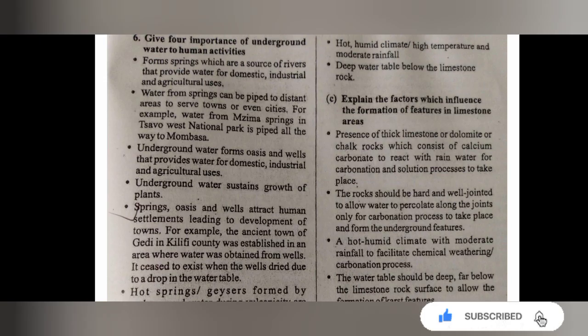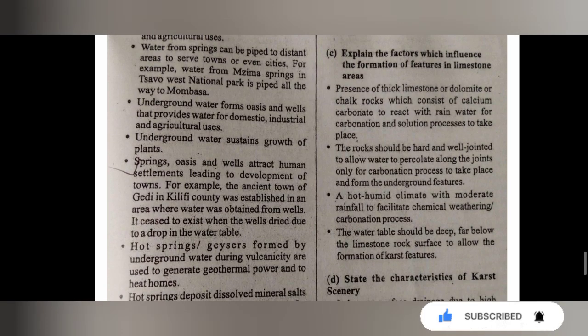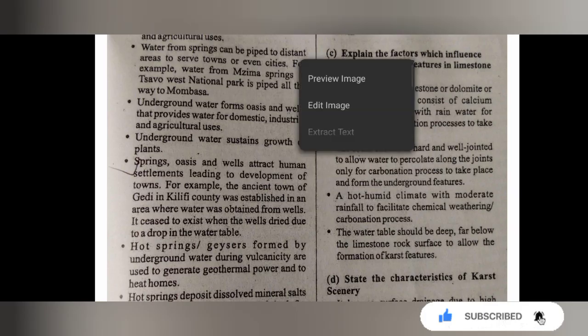Underground water also sustains the growth of plants, because remember the plants require water for their processes, so it provides water for the same. Springs, oases, and wells also attract settlement, leading to development of towns. For example, when you look at ancient towns like Gedi in Kilifi County, they were established in areas where water was obtained from the wells. It ceased to exist when the wells dried up.